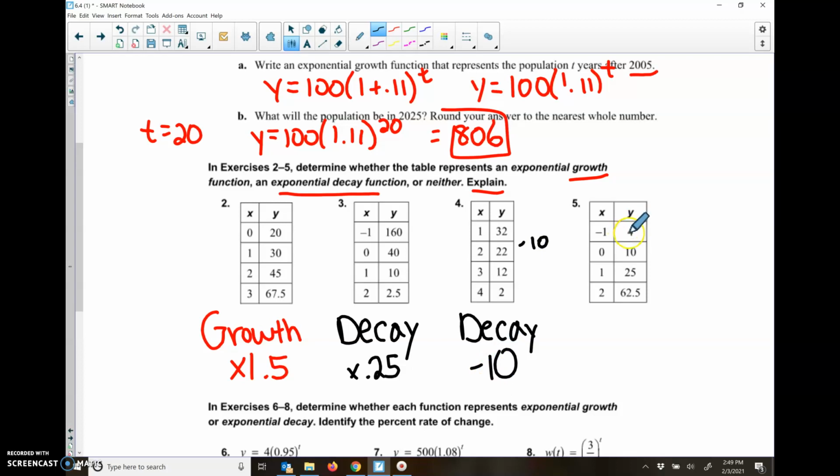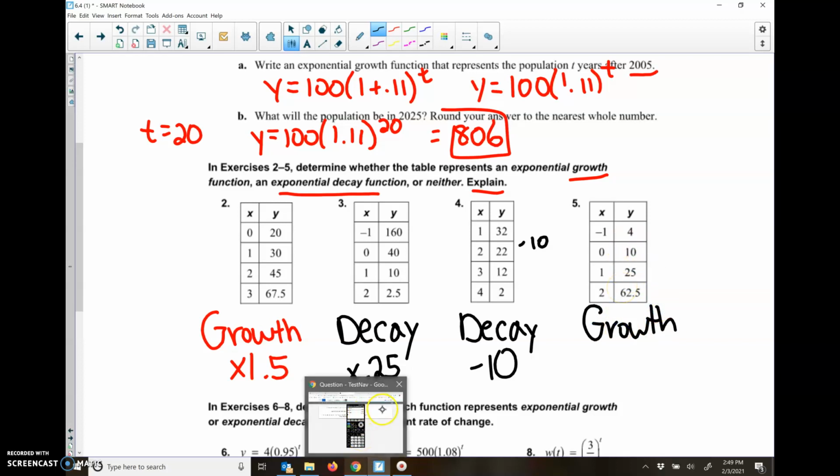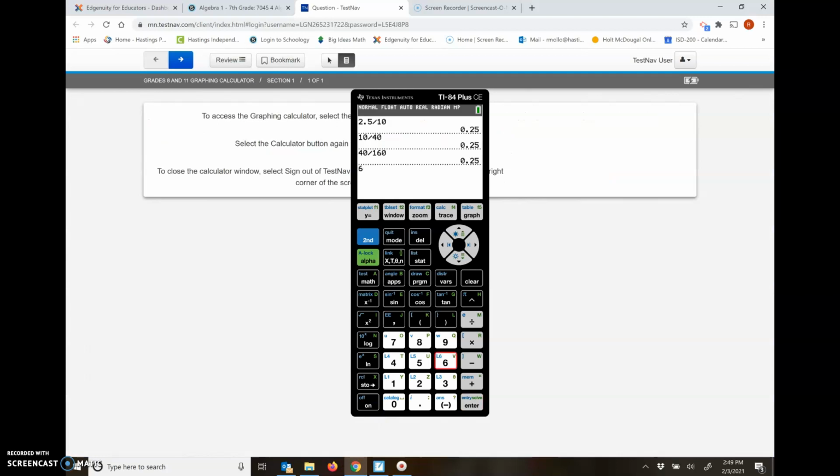And then number 5 here, 4, 10, 25, and 62.5. So those numbers are going up, so it is a growth problem. It's going up 6, up 15. So not the same every time. So let's go to the calculator, see if we can figure out what it is.